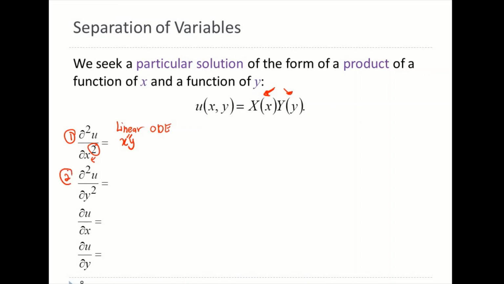For the second example, we know that we have x and y variables. Look at the order here, it belongs to y, so X Y double prime. For the third example, we also have x and y variables, and the first order here belongs to x, so X prime Y. For the fourth, we have x and y independent variables, and the first order belongs to y, so X Y prime. So that's how we reduce to the linear ODE.